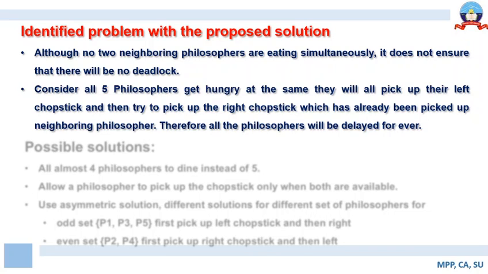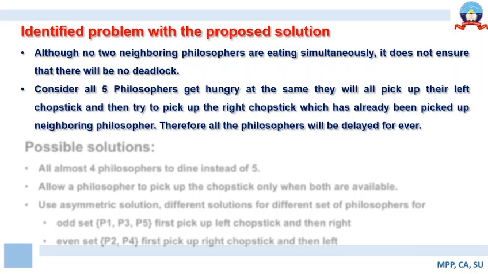So this is a typical problem with the dining philosophers problem, right? Therefore all the philosophers will be delayed forever. Here we have considered a typical example where the situation of deadlock arises because all the philosophers fall hungry at the same point in time, and all of them pick up their left chopsticks and wait for the right chopstick that has already been picked. So this will definitely lead to infinite delay in the eating process of the 5 philosophers.